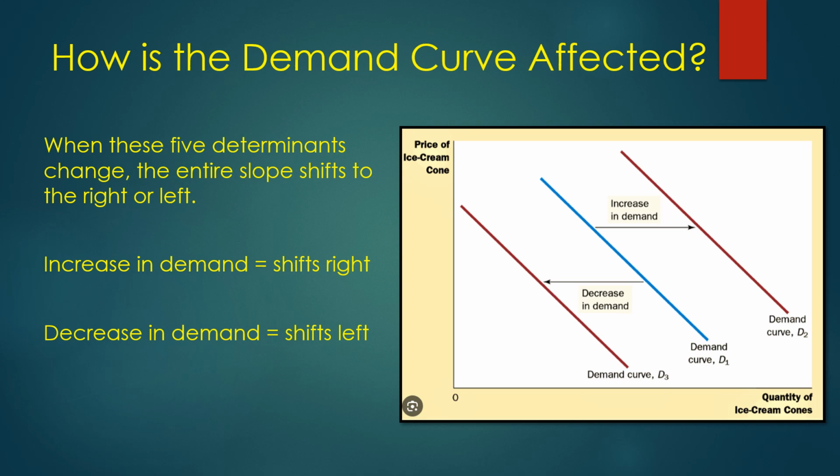Why? Because we see here on the right, the new slope on the right-hand side. As it shifts to the right, we can see on our x-axis the quantity of ice cream cones is going to go up. On the flip side, if there's a decrease in demand, the slope is going to shift to the left. There is a decrease in the quantity demanded, slope shifts left.